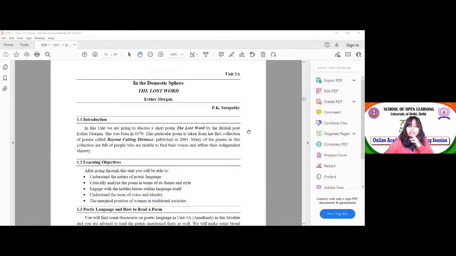The fourth point is to understand the issue of voice and identity. This is mainly about this particular poem. Every poem and every story deals with a different issue. This one talks majorly about identity, which is something you're supposed to understand within this poem. And the last one is the marginal position of women in traditional societies. This is also directly related to this particular poem, but it is an example. You're supposed to read things and understand the social issues that are there in the writing itself.